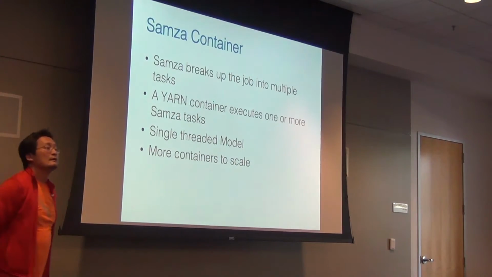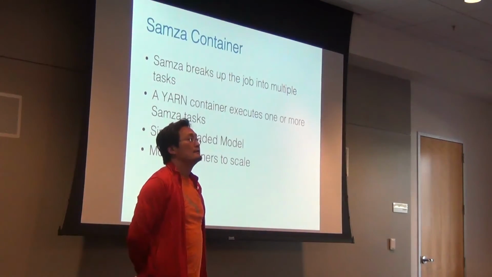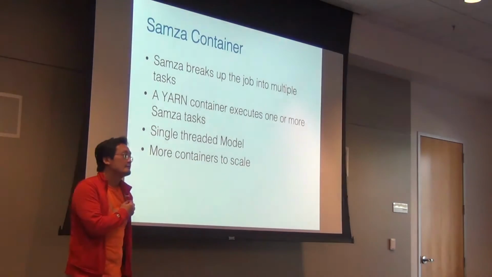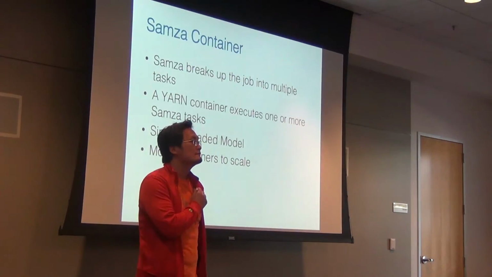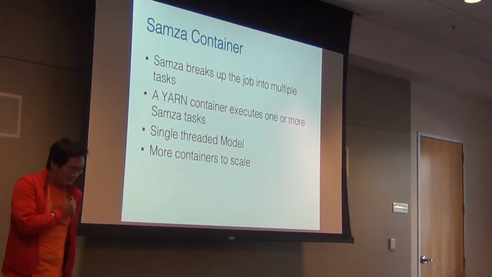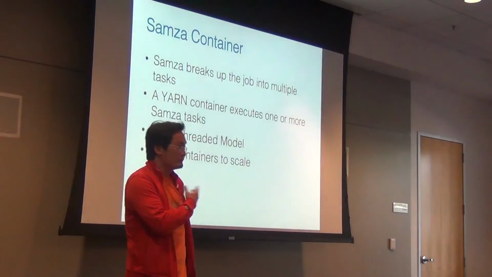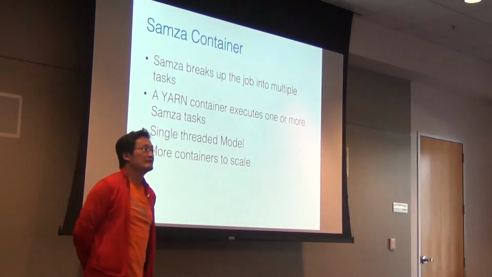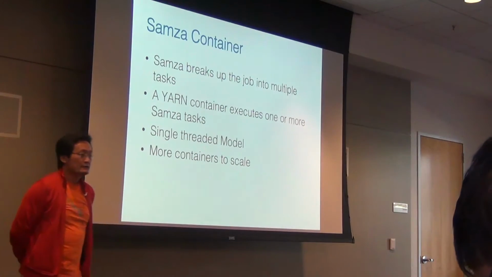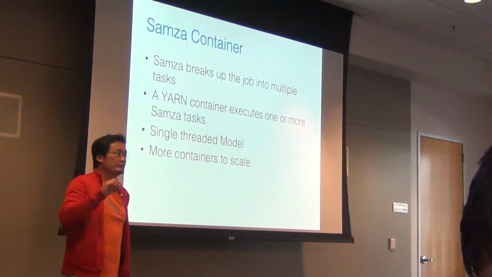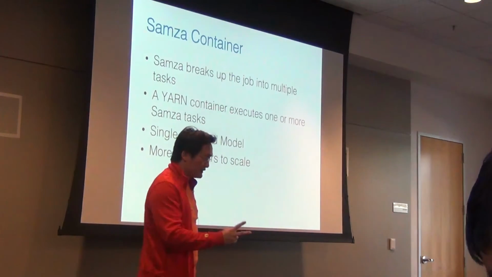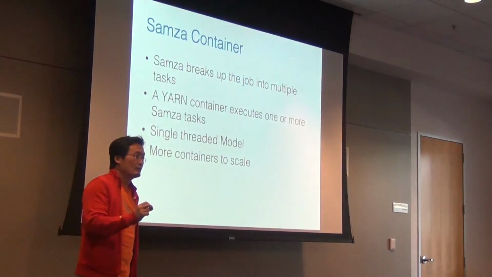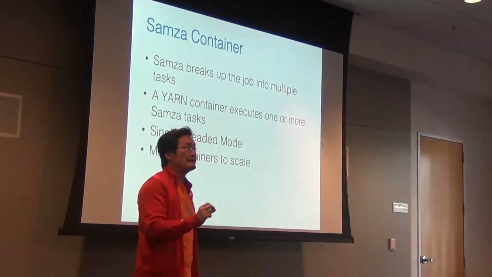Why do you choose a single-threaded model in your container? Will there be some problem if you use it? Okay, so I'll first repeat the question. The question is, why did we choose the single-threaded model? Are there any drawbacks? So yes, we chose the single-threaded model for at least 2 big reasons. One, the programming model is much simpler and easier for the programmer.